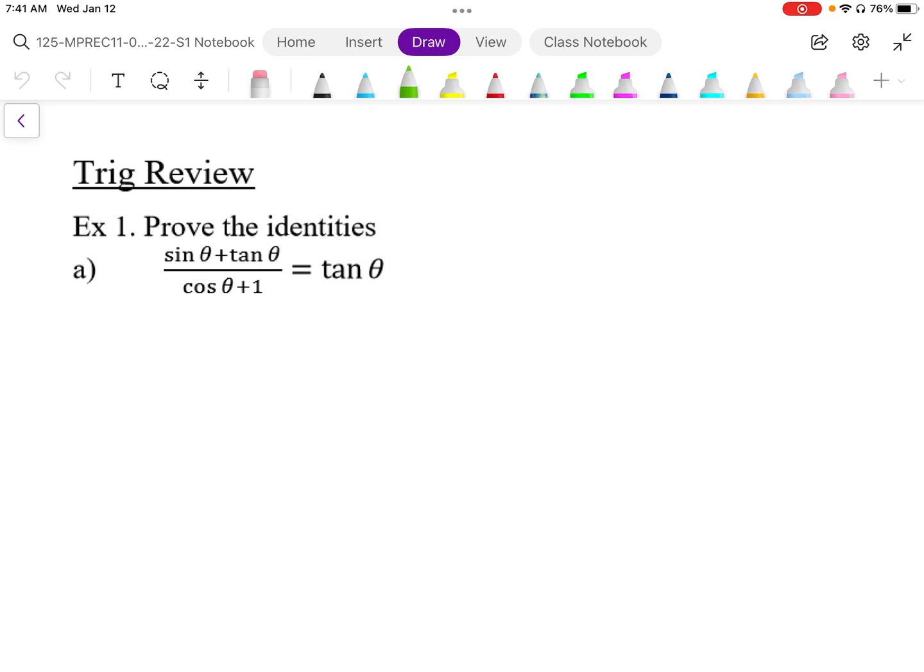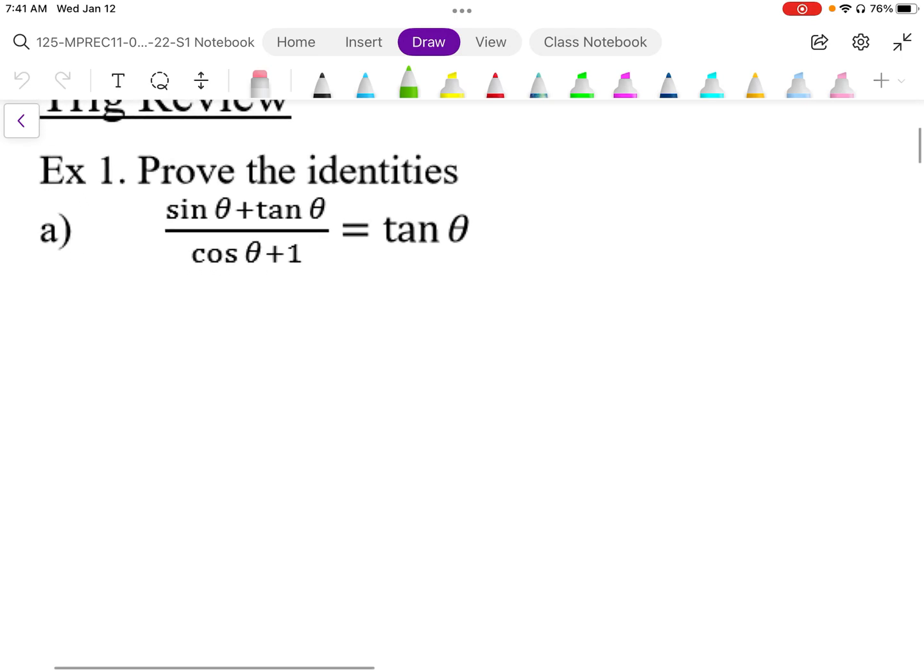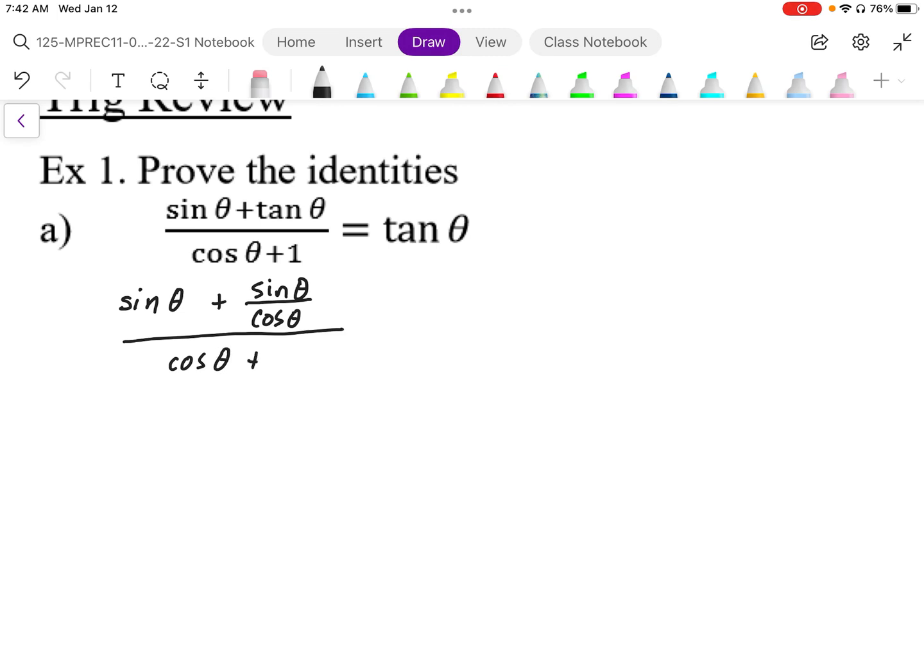Okay, so here I'm starting with this identity. I have tan theta on the right. I have sine theta, tan theta on the left over cos plus 1. So one of the strategies we can use is we can rewrite this all in terms of sine and cos, because every ratio can be written with sine and cos. So I'm going to just do that. I'm going to get sine theta plus sine theta over cos theta, and that's all going to be over cos theta plus 1.